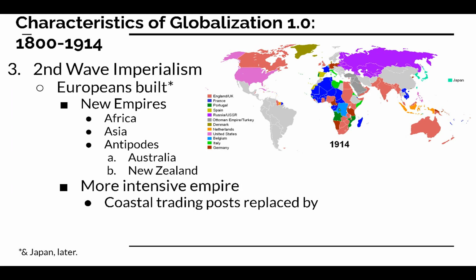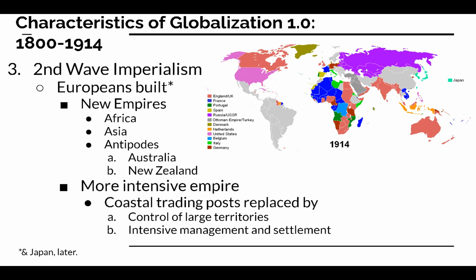It's also a much, much more intensive form of imperialism. Remember, in the first wave of imperialism, to the extent that Africa and Asia were involved, it was largely these little trading posts that dotted the coasts as we went. This is going to give way to thorough control by Europeans. Very few places are going to escape, like Ethiopia will escape imperialism for a very long time. And it's not just going to be control of these territories. They're going to be managed, often in great detail, by Europeans. And there are going to be many more European settlers moving to these colonies, especially in places like Australia and New Zealand, but also South Africa, first the Dutch and then the British.